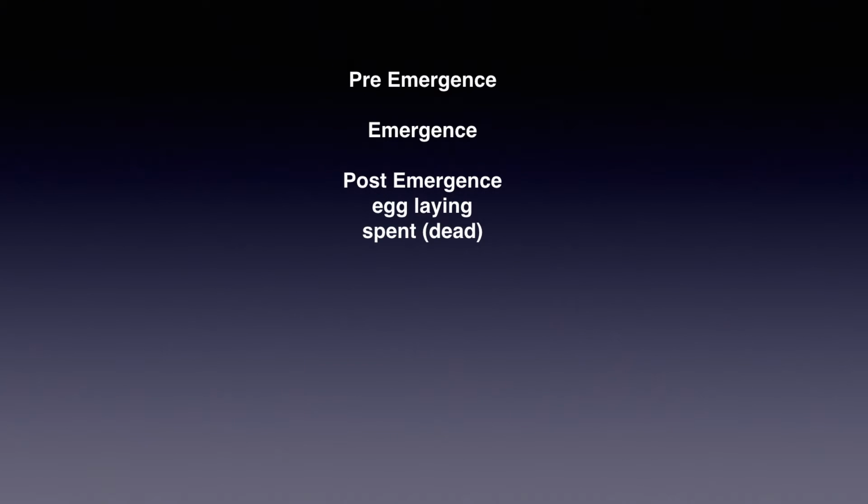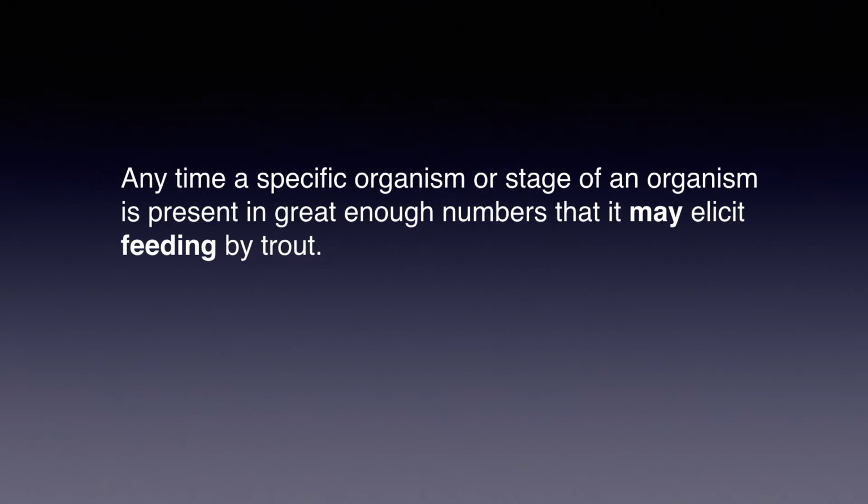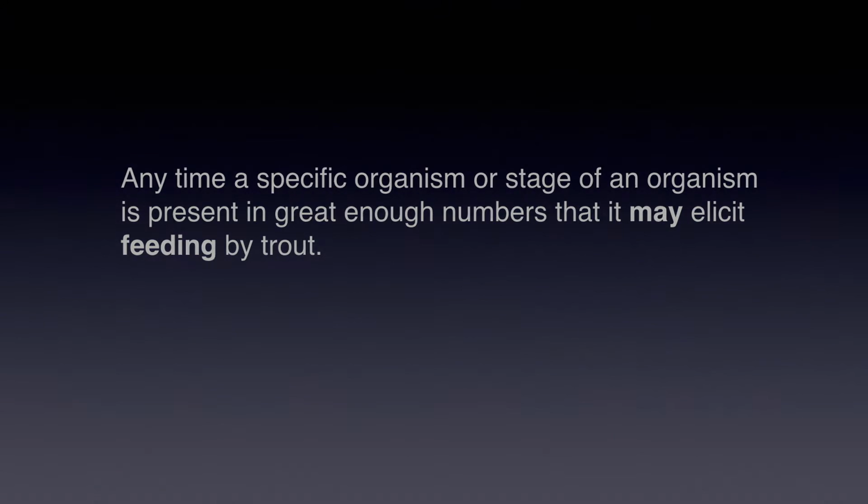In our classification of hatches that we introduced in the introduction to this series, we still have the hatches that were classified under abundant organisms. Remember our definition of a hatch. We didn't use it as the scientifically correct term for the transition of an egg to a later stage, or even as commonly used by fishermen to signify just the emergence of organisms. Our definition included pre-emergent, emergent, and post-emergent organisms, as well as occasionally even non-aquatic insects.